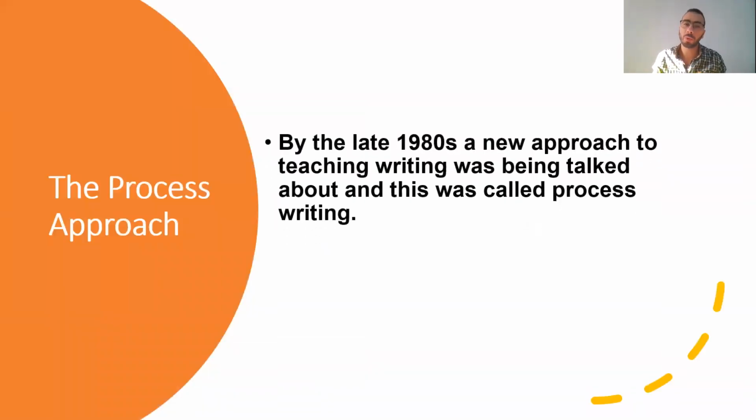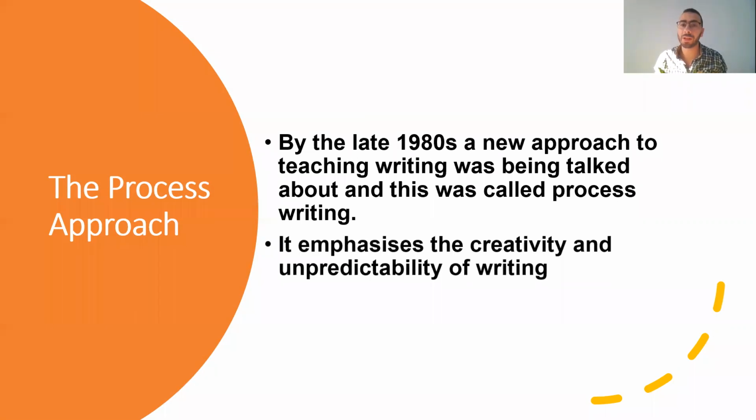Now, if we move to the process approach, it was developed by the late 1980s as a new approach to teaching writing, not opposing, but as an improvement for teaching the writing process, and it was called process writing. It normally emphasizes the creativity and unpredictability of writing, because unlike the product approach, in this one, we cannot expect what students will write.